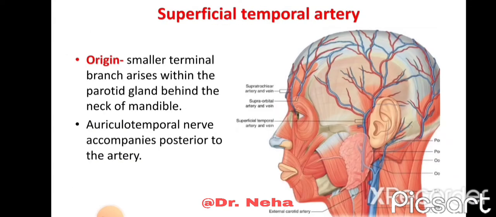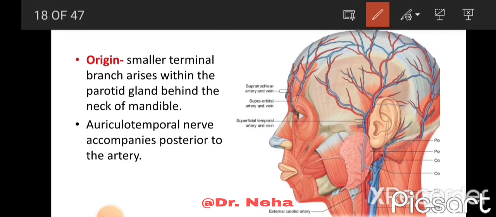Next branch is the superficial temporal artery. This is another smaller terminal branch which arises within the parotid gland behind the neck of mandible. It is accompanied by the auriculotemporal nerve. Here we can see the superficial temporal artery.